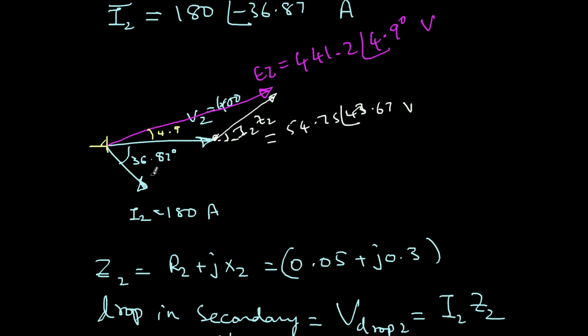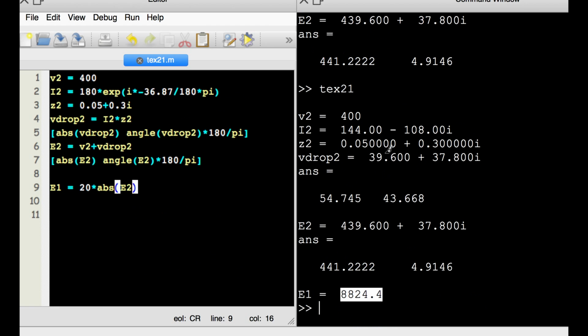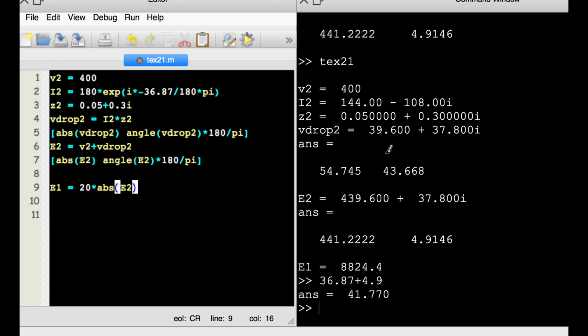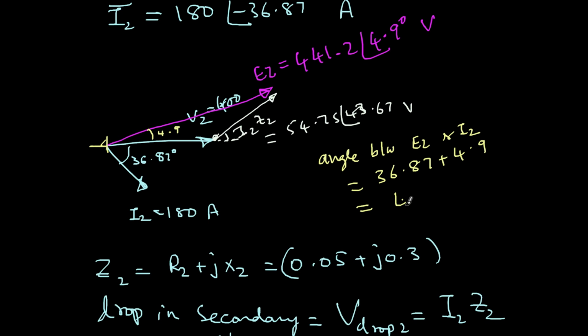So the total angle between I2 and E2 will be 36.87 plus 4.9. So here I am writing angle between E2 and I2 is 36.87 plus 4.9, that is 41.77 degrees. So this is the angle of E2.